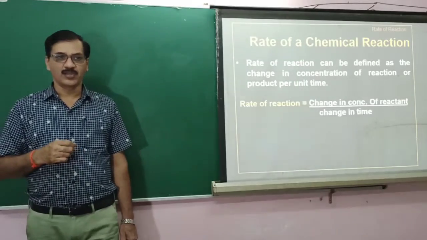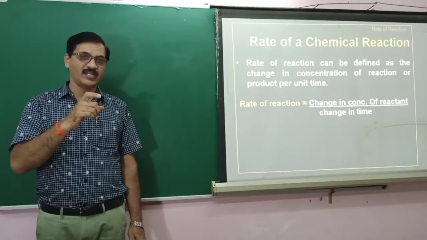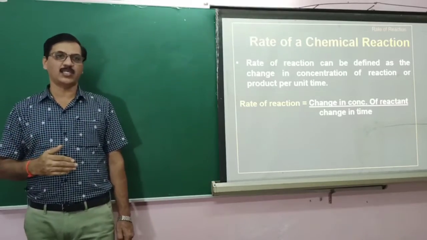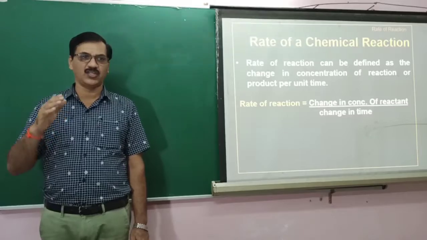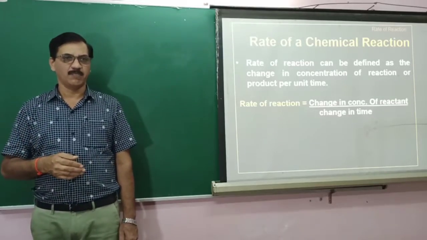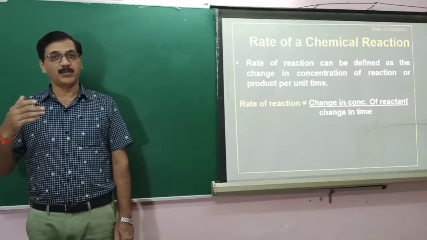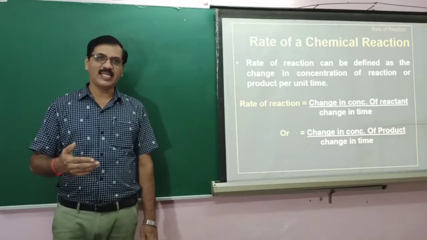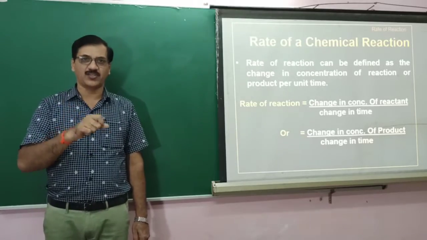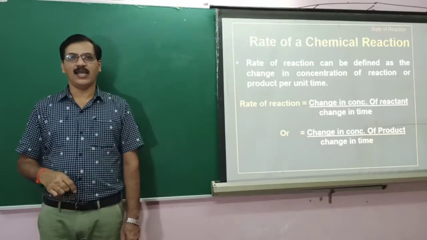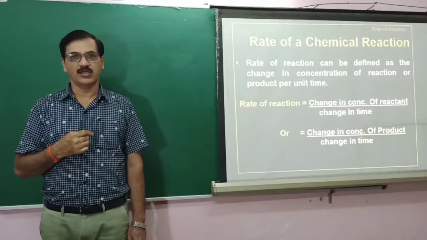Right? Now, if you consider the concentration of a reactant, it goes on decreasing as the reaction proceeds, and therefore you can state that the decrease of concentration of the reactant over the time taken is itself the rate of the reaction. It can be defined in terms of the product also. Change in concentration of the product divided by change in time is denoted as the rate of the reaction. So rate of the reaction is equal to change of concentration by time taken.